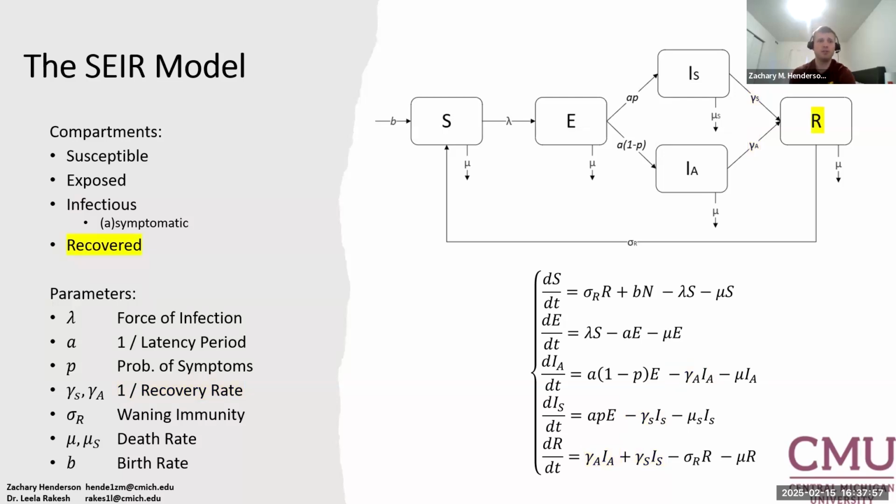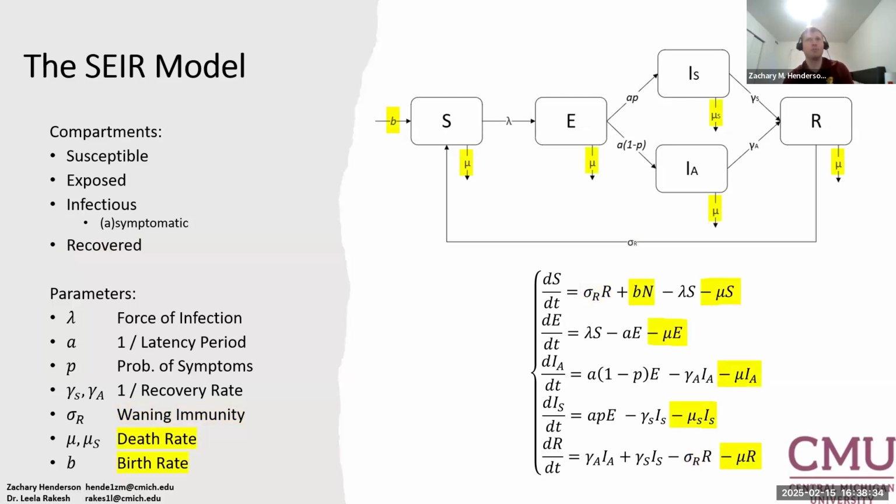And then once you recover from the symptoms, you'll move into the recovered category, which means you have some form of immunity, and you're not going to be able to get exposed once you have this immunity. But one thing that's a little bit different from the classical compartmental model is that we also have this waning immunity term, sigma R, where sigma R is 1 over the number of days of expected immunity. That means that after you've recovered from the disease, your immunity is only temporary, and over time, you're going to be able to move back into the susceptible compartment and get infected again.